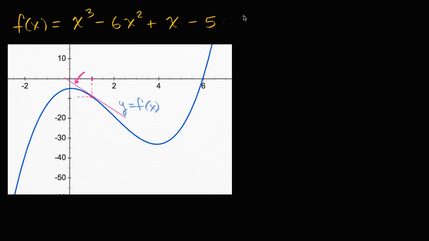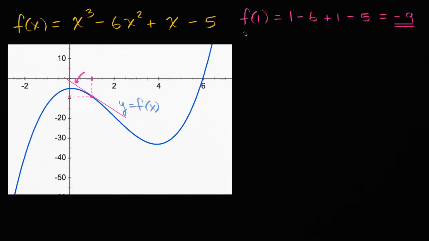So let's just first of all evaluate f of 1. f of 1 is equal to 1 to the third power, which is 1, minus 6 times 1 squared, so it's just minus 6, and then plus 1, minus 5. So this is equal to what? 2 minus 11, which is equal to negative 9. And that looks about right. That looks like about negative 9 right over there. The scales are different on the y and the x-axis. And so that is f of 1. It is negative 9. Did I do that right? This is negative 5. Yep, negative 9.